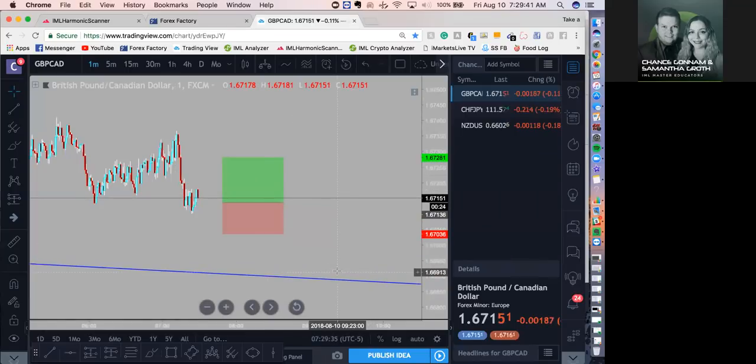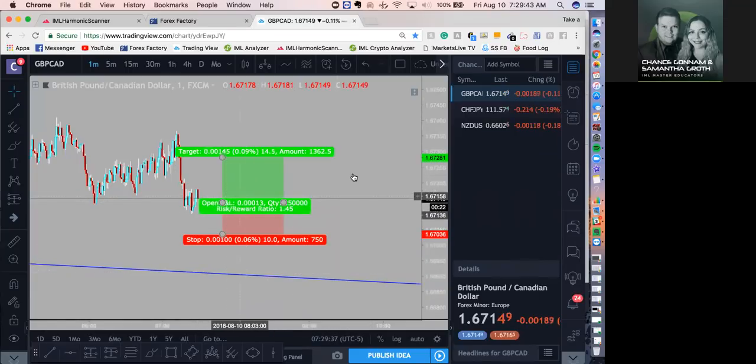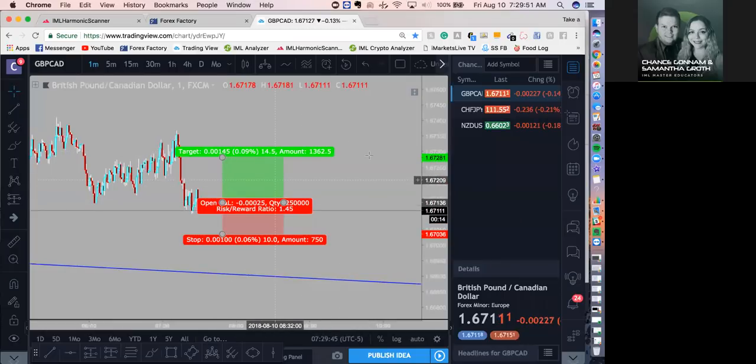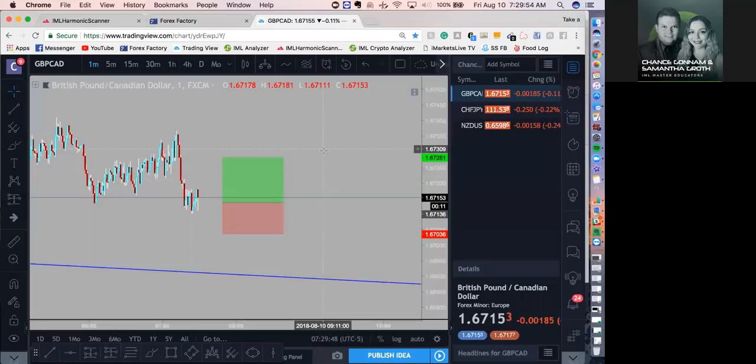Stop loss at 67.03. 67.03 for a stop loss, and enter for the buy right now. At this level, we're good. So it's kind of pushing down right there. So enter in for the buy. Stop loss 67.03. Let's see if this holds.